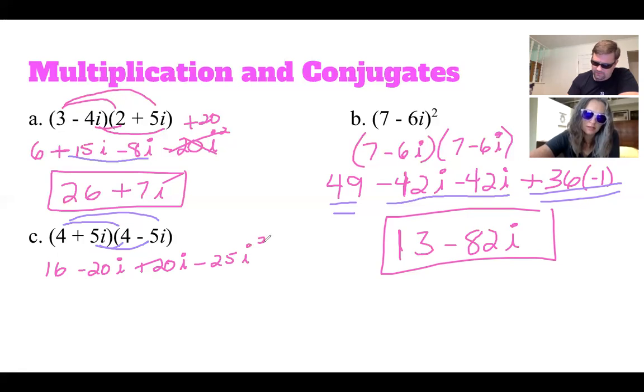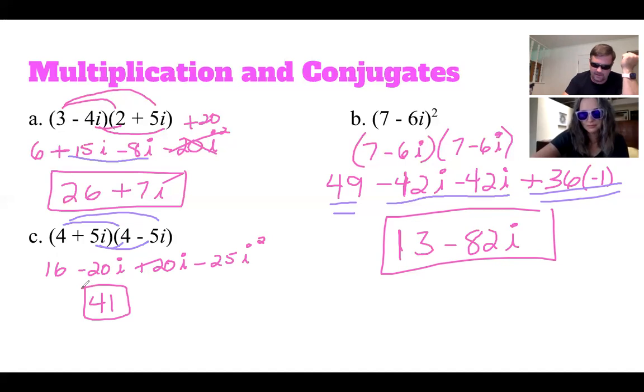I've used both of these. I don't know which one I like better. But I know on the end that minus 25 is actually going to become a positive 25 because of the i squared. Yeah. So 16 and 25 make a big old fat 41. What about the 20 i's? They went away. They went away. These guys are called conjugates.